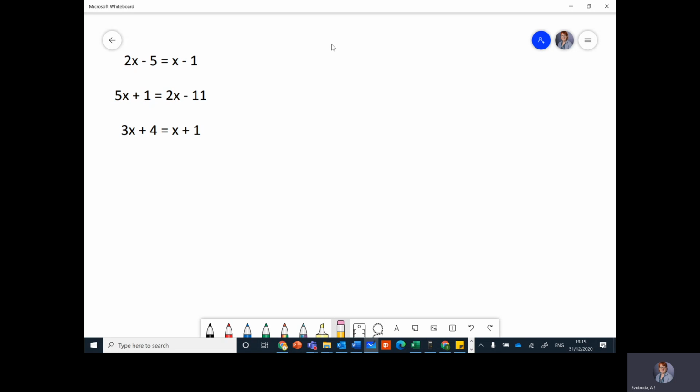Hi there. So this is going to be a video on how to solve equations where the letter is on both sides. Now there are lots of different ways of doing this, but I really like this one, particularly for those that aren't super confident at manipulating algebra.